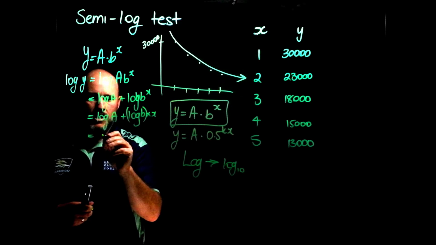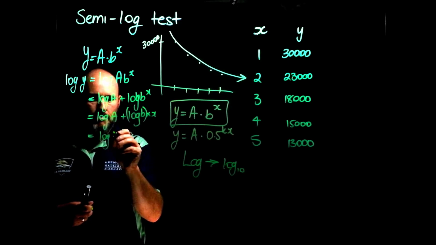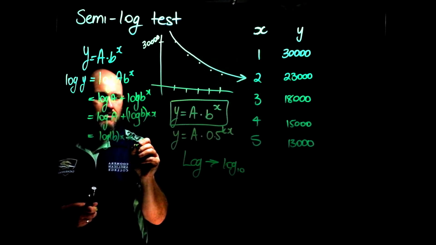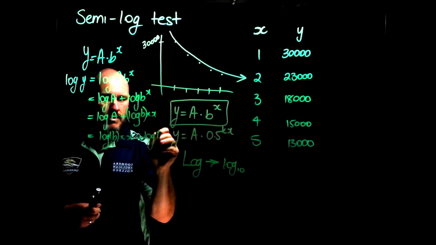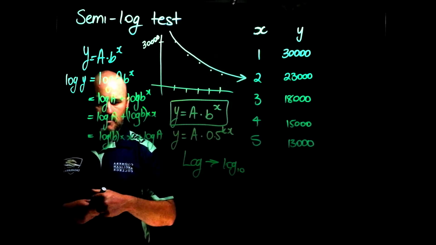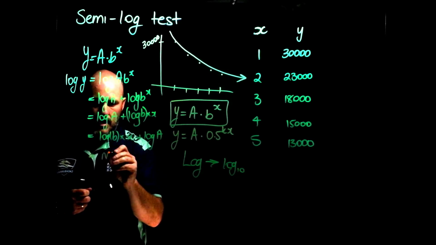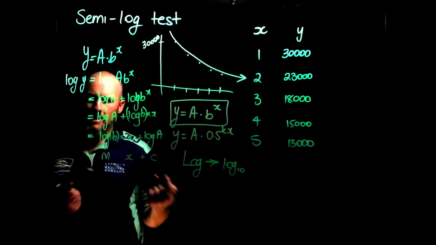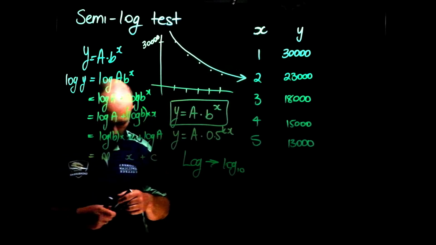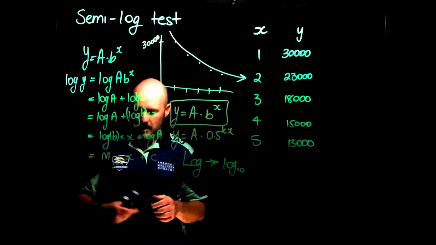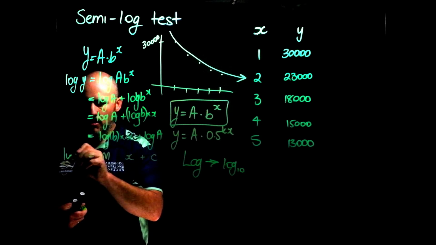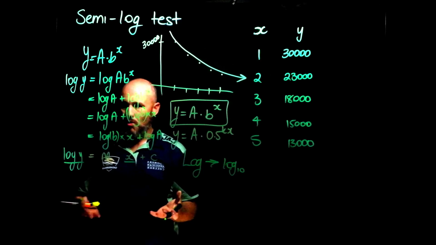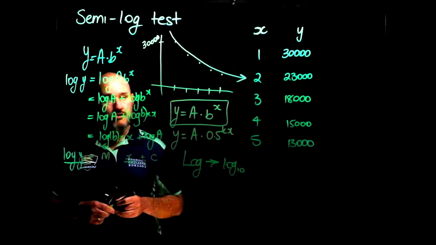And if I rearrange this, I get log base 10 of b times x plus log base 10 of a. And this looks a little bit like mx plus c. This is a linear function. So by taking a log of both sides, we actually create a linear function, where we're comparing log y against x. So actually if we graph log y against x, we get a linear function, which is really handy.